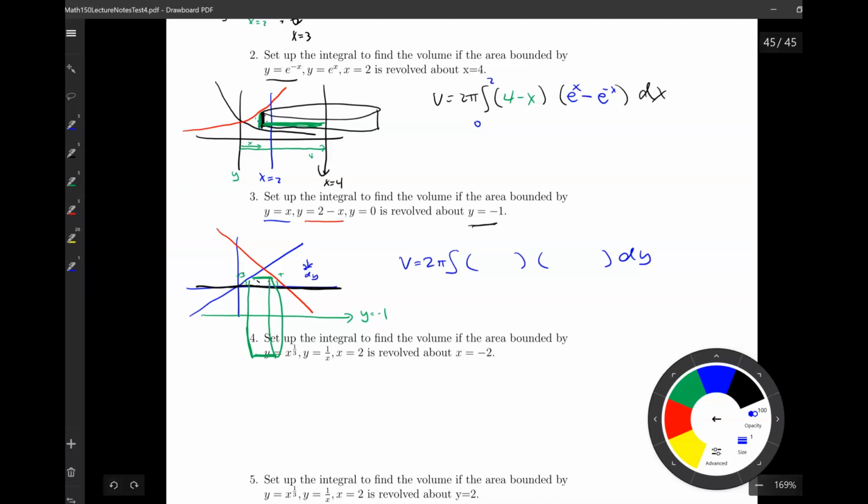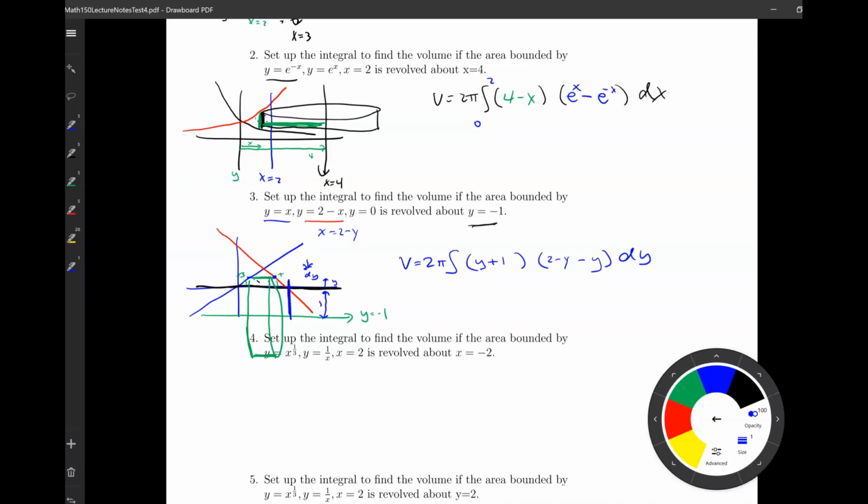All right, so the radius is a little more challenging. So the radius is this distance here. So from here to here is a distance of 1, and then from here to here is a distance of y. So radius always has to be a positive quantity, so I want to say the distance of y add on 1. Then the height will be from here to here. So taking this and solving it for x, that'll be 2 minus y, so that's the top function. And the bottom function will be subtract y.